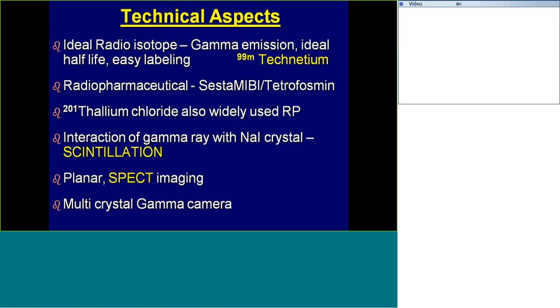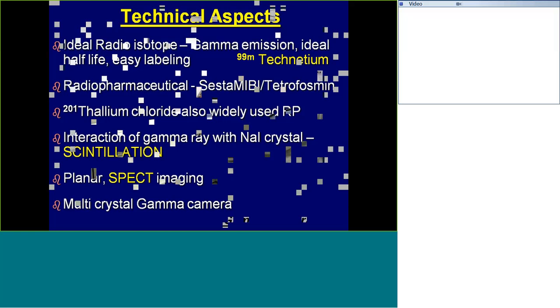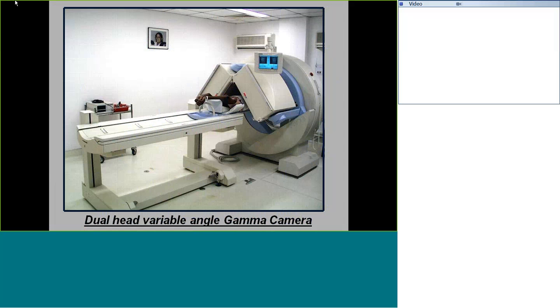Now the imaging equipment has also gone through a lot of changes and advances, and what we have right now is a multi-crystal gamma camera. So how does a multi-crystal gamma camera look? This is how it looks. This is a multi-crystal gamma camera. With this multi-crystal gamma camera, we can do myocardial perfusion imaging in the most optimized way. So how is it optimized?